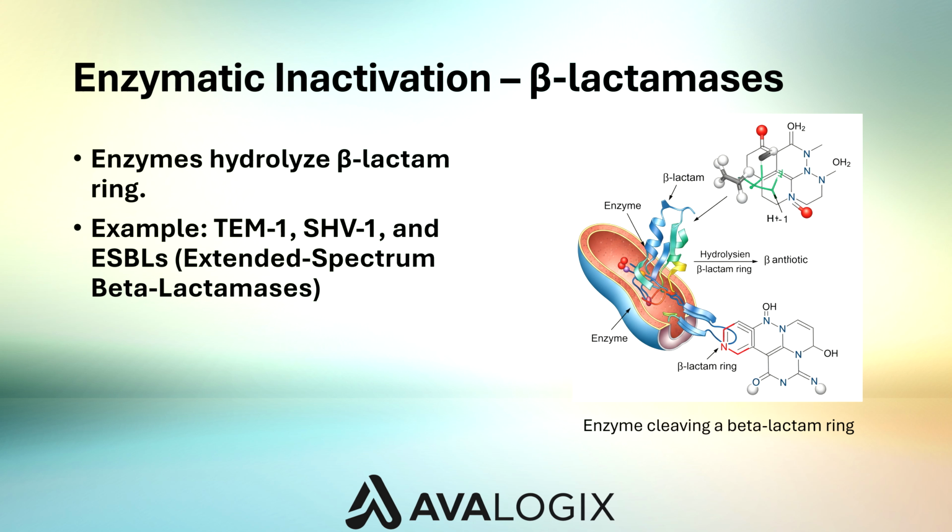There are several classes of beta-lactamases. Narrow spectrum, e.g., TEM-1, that break down penicillins. Extended spectrum beta-lactamases, ESBLs, that act on cephalosporins. Carbapenemases like KPC and NDM that destroy even our last-line carbapenems. These enzymes are often plasmid-encoded, making them easily transferable between bacteria. Clinically, this means infections that were once easily treated now require more toxic or less effective alternatives.